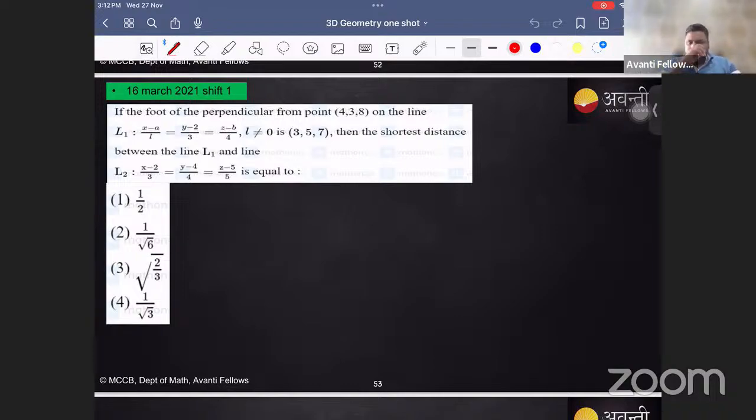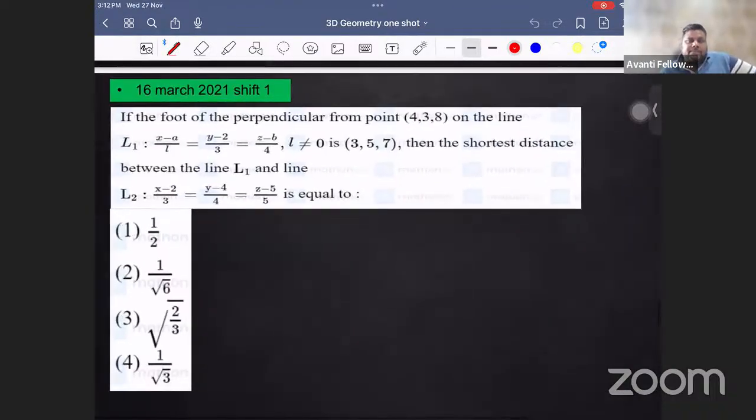Got the question? So basically what you have to do, you have to find the equation of line L1 thoroughly. To get that equation, you want the values of A, L and B. So once you got A, L, B, you will get the equation of line. Got it? And then use the shortest distance formula between two skew lines and solve. Got it? So now quickly solve it.